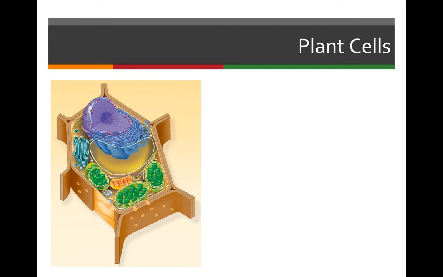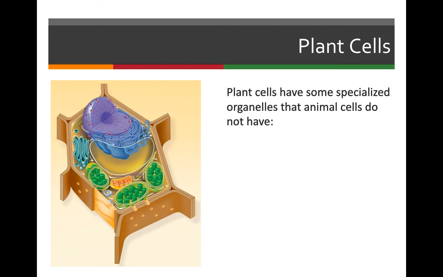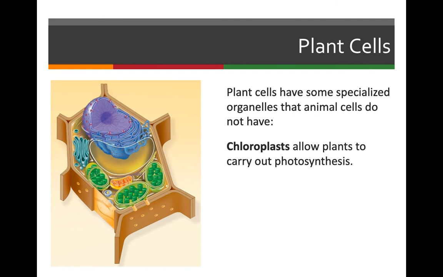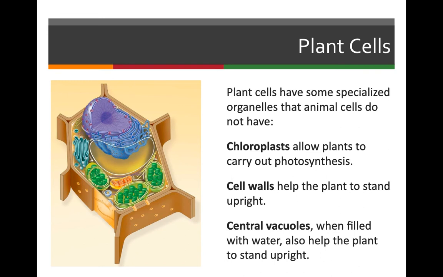So we've talked about plant cells before, and we know that they have specialized organelles that animal cells do not have. Particularly, they have chloroplasts, which allow plants to carry out photosynthesis. They have cell walls, which help the plant to stand upright. And they have central vacuoles, which fill with water and also help the plant to stand upright.